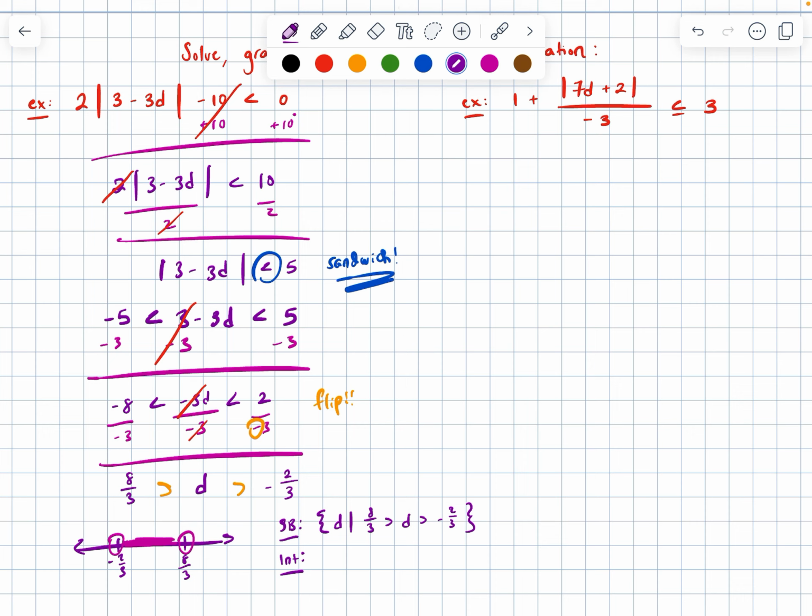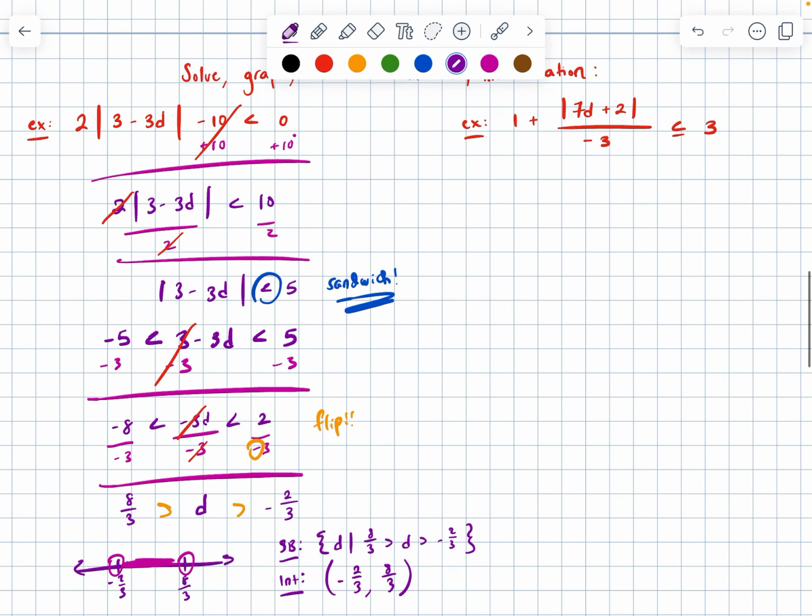Interval notation. Reading the part of the number line that I shaded in, I started on the left at negative 2/3. I kept going on the right until I hit 8/3. Both of these have open circles, so both of them get parentheses.